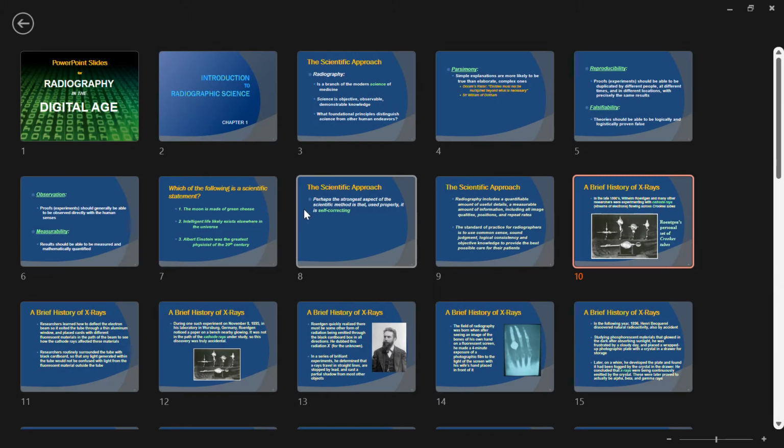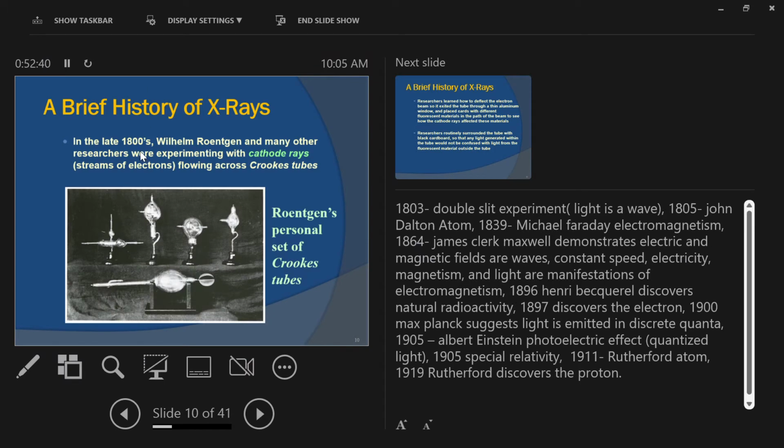So we get to here. We get to the late 1800s, in fact, 1895. Wilhelm Röntgen and other researchers were experimenting with a device called a Crookes tube that emitted something called a cathode ray. Okay, a cathode ray is a stream of electrons.